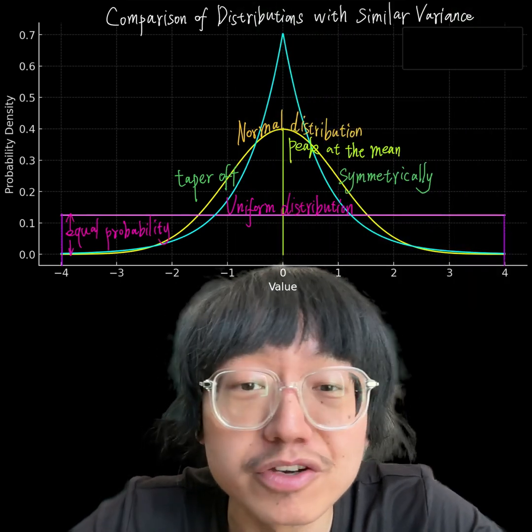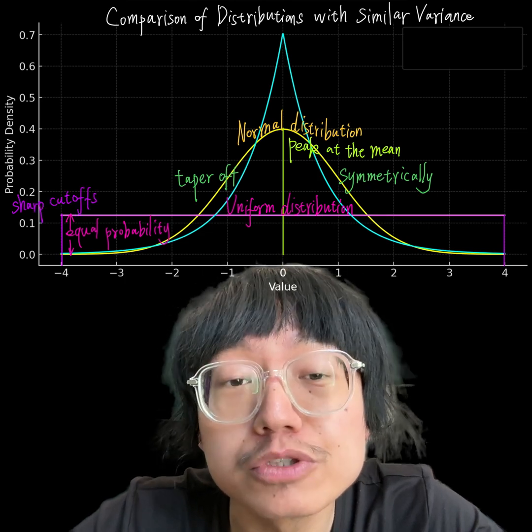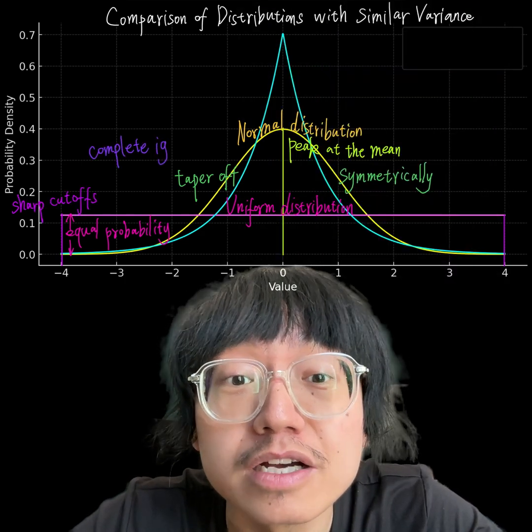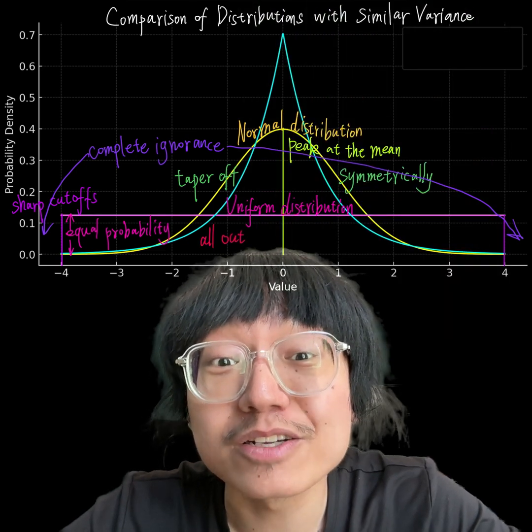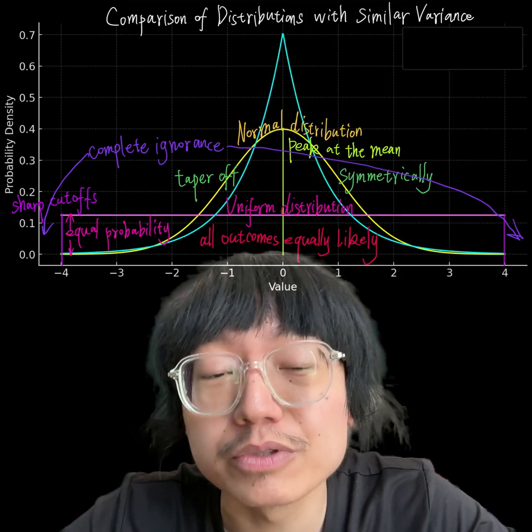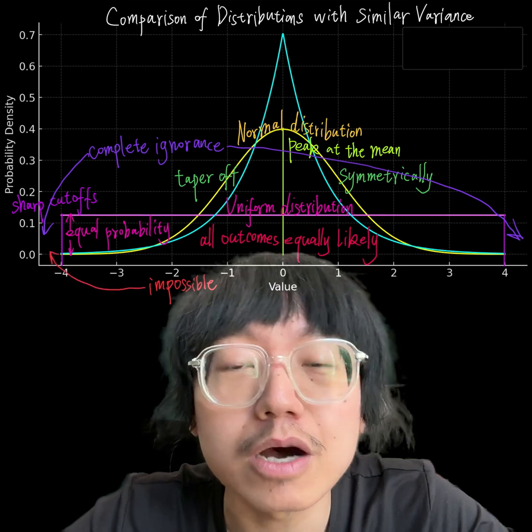The second one is the uniform distribution, which provides equal probability across its range, but with sharp cutoffs. It implies a very different kind of uncertainty, suggesting complete ignorance about likely values within the specific range, making all outcomes equally likely within this range, but impossible outside of it.